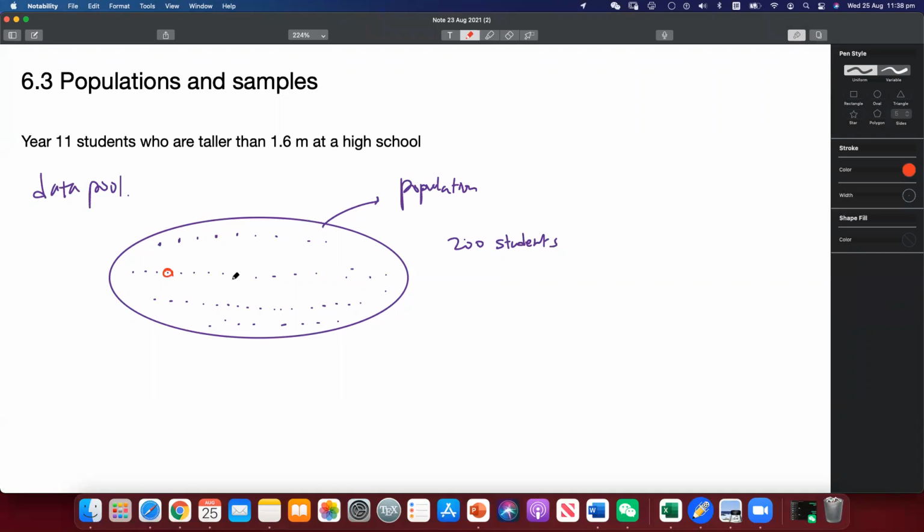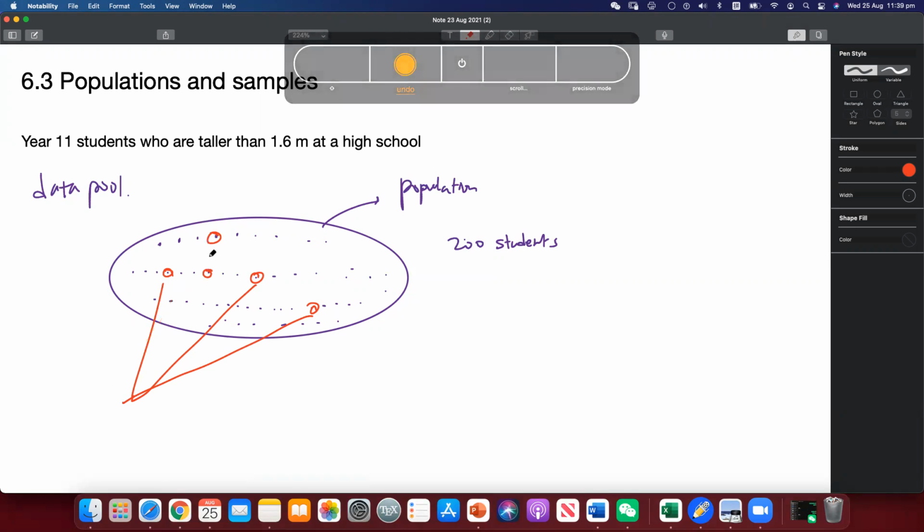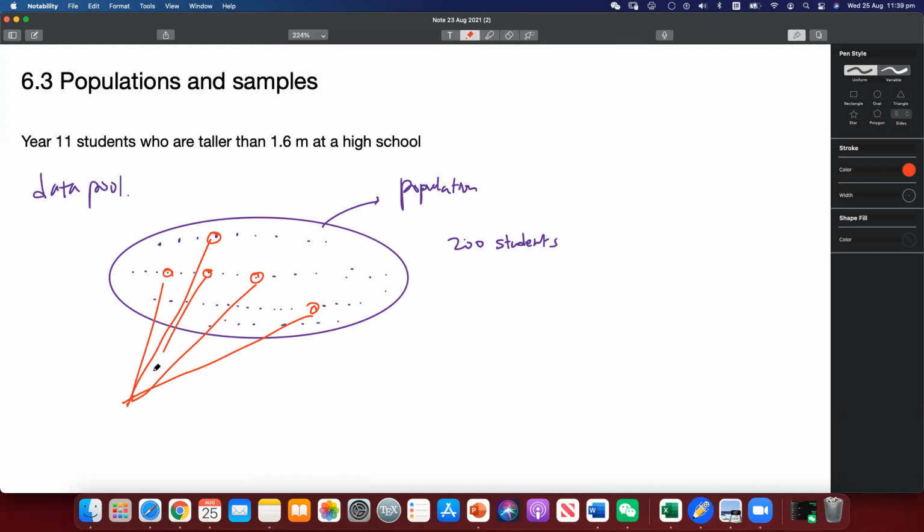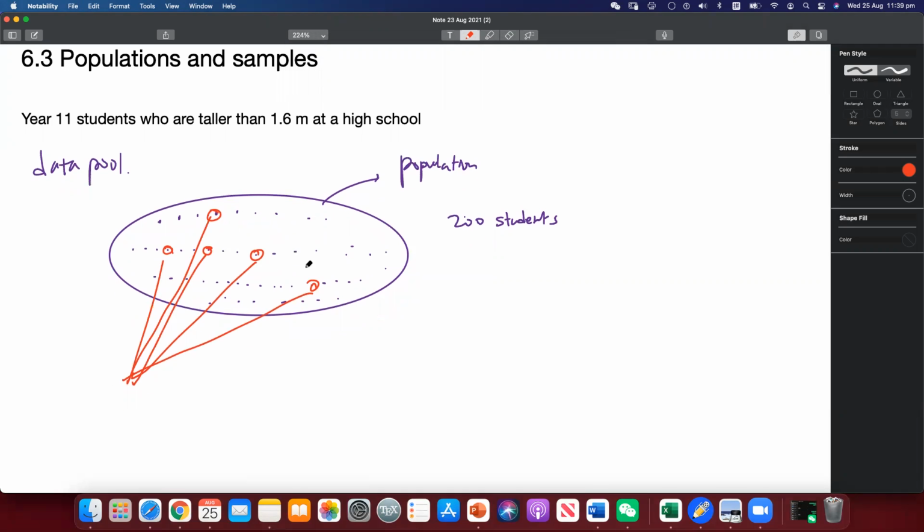Let's see, we have chosen one, and I picked 3 students. So these are the 3 students I picked. Maybe that's too small, so let me have a bit more. Another 2 students. So I picked these 5 students. I look at these 5 data, and then I figure out the proportion of the students who are taller than 1.6 meters.